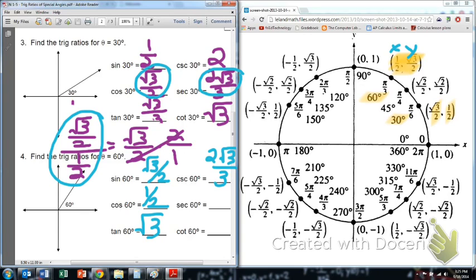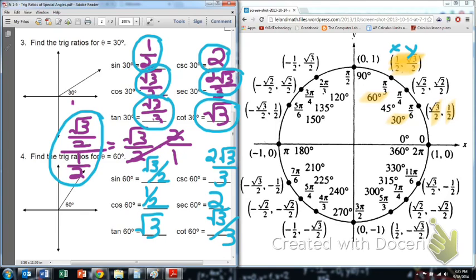Secant, we take the reciprocal of the x, or the cosine, so we did that up here too. When we took the reciprocal of 1/2, we got 2. And then for the cotangent, we would divide the x by the y, so 1/2 by the square root of 3 over 2. Or you can look up here, it's going to be the reciprocal of tangent. When we saw up here, square root of 3 over 3 and square root of 3 are reciprocals. So this is going to be square root of 3 over 3.